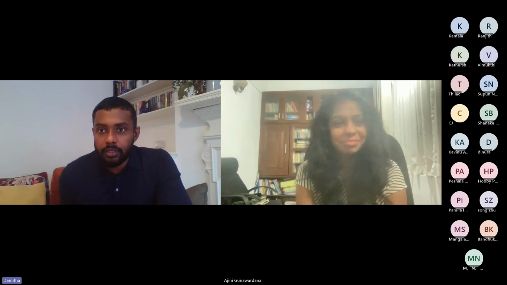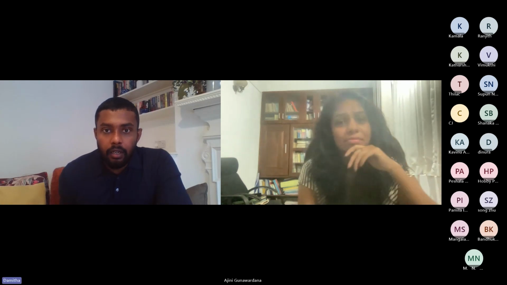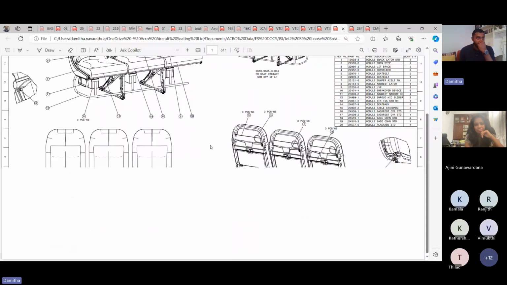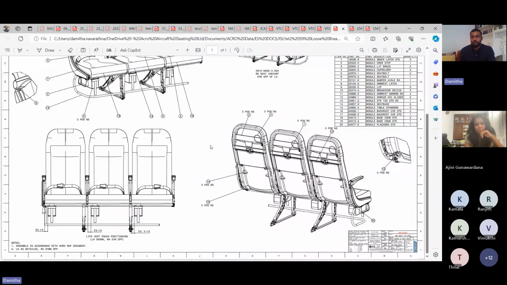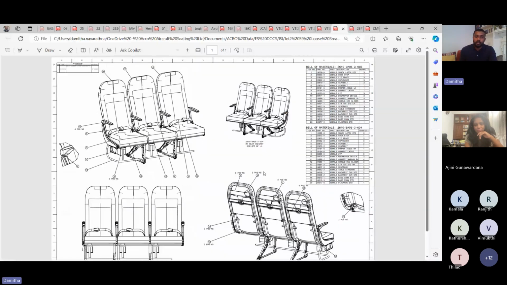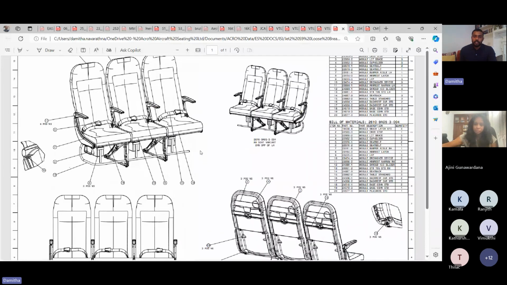Oh, let me show you. I want to show you a seat design. This is a seat we've been manufacturing at my company. As you see, all these designs are done with 3D engineering software, the CAD software called CATIA in this instance, and you have SolidWorks and other things used in the industry. And then you get a 2D representation as a drawing.